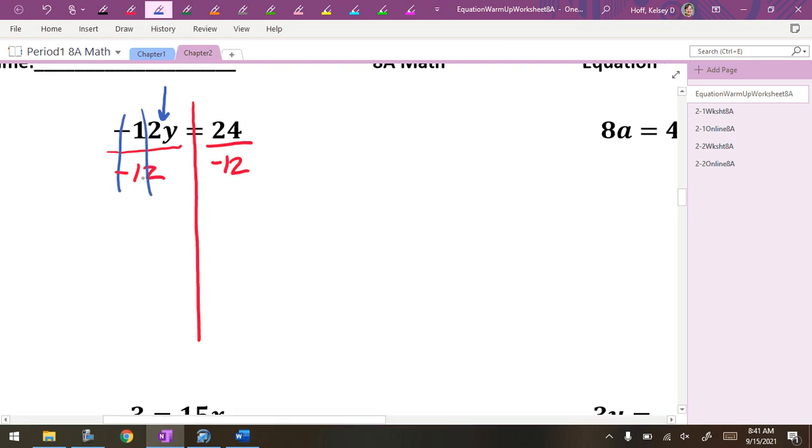Negative 12 divided by negative 12 leaves me 1y. Type it in your calculator. Don't shout the answer. 24 divided by negative 12 is negative 2.